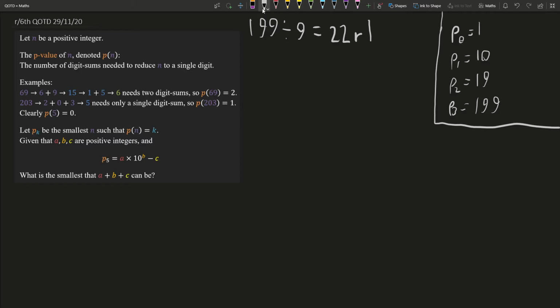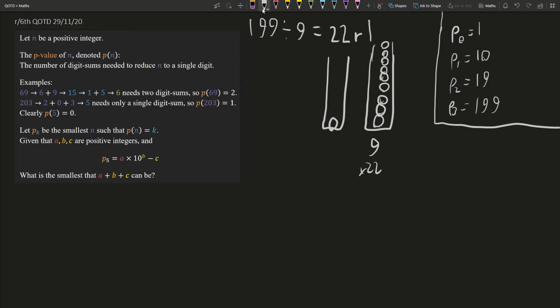Now, because 199 divided by 9 is 22 remainder 1, this means that we definitely need 22 full boxes. These are full of 1, 2, 3, 4, 5, 6, 7, 8, 9 balls. So these have 9, and there are 22 of them. Cool. And we also need one box which has 1 ball.